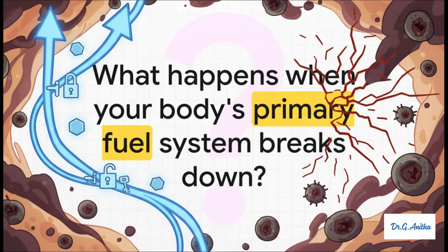What really happens? This question gets right to the heart of what diabetes is all about. See, it's not just a sugar problem. It's a catastrophic failure in the most basic system our bodies have for generating energy. And that breakdown, well, it affects literally every single cell.